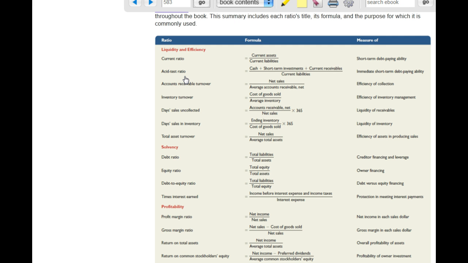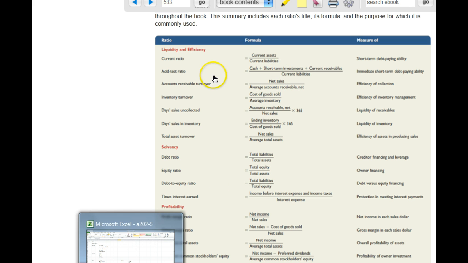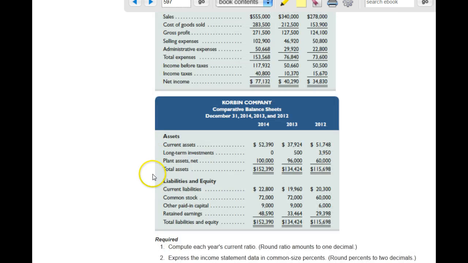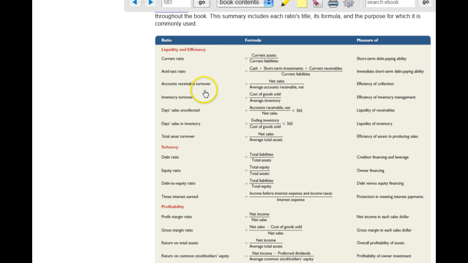Acid test ratio. If we pull out inventories from our current assets, we could actually do an acid test ratio. And this problem doesn't give us a breakdown of the inventory, so we really can't do it. If we would calculate it, an acid test ratio of at least 1 is pretty good. So quick assets divided by current liabilities at least 1, that would be pretty good. Let's take a look at another one.